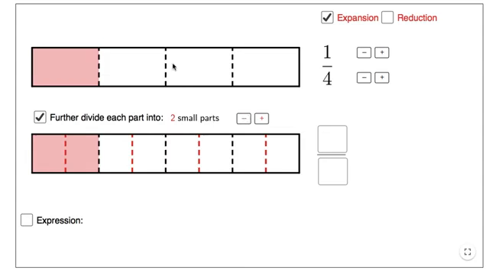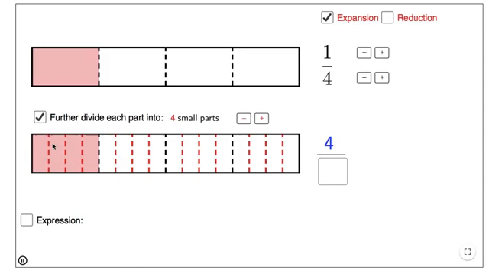Okay, so we end up with 1/4. And so this is going to end up being 2 out of 8 parts. Okay. So we can increase the number of parts, and you can see how as we increase the number of parts, every section gets divided into 4 equal groups. So now instead of 1 part here, we have 4 parts that make up my part.